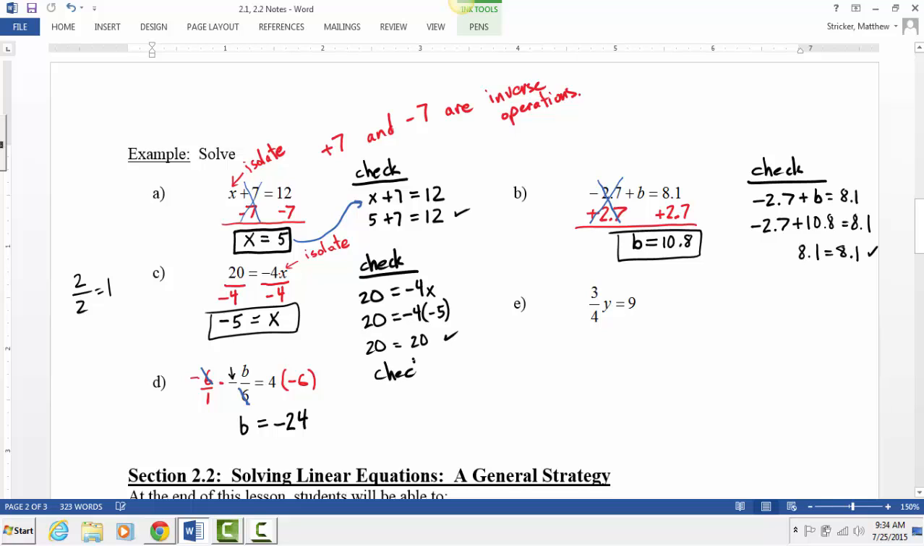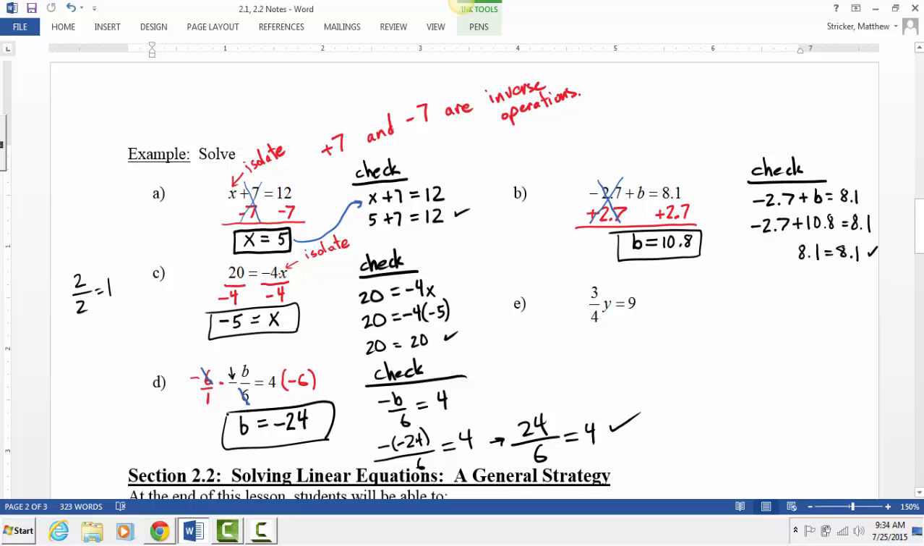Go ahead and check. We have negative b over 6 equals 4, and b is negative 24, so this is negative 24 over 6 equals 4. But the opposite of a negative is a positive, so this is 24 over 6, which is in fact 4. So that checks out. That's our answer.